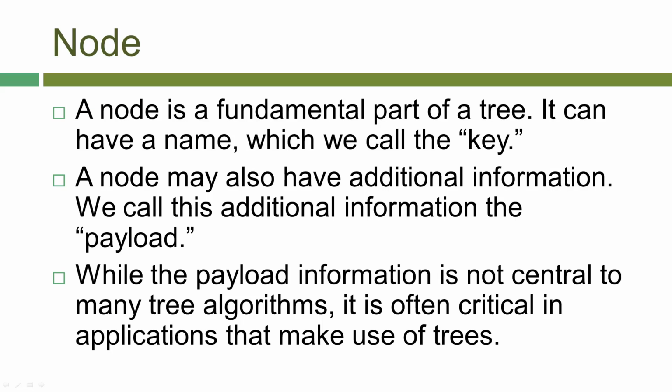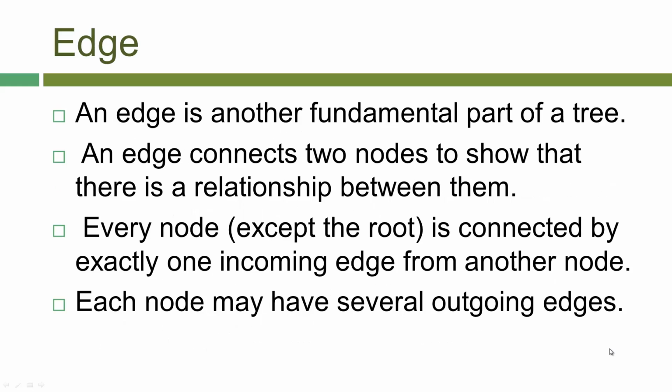So a node is a fundamental part of a tree. It can have a name, and you can also call that the key. A node may also have additional information, and you can call that additional information the payload. While the payload information isn't actually central to a lot of the tree algorithms we're going to be learning about, it's often critical in applications that make use of trees. Next term we're going to learn about is edge. An edge, again, is another fundamental part of a tree. An edge connects two nodes to show that there's a relationship between them.